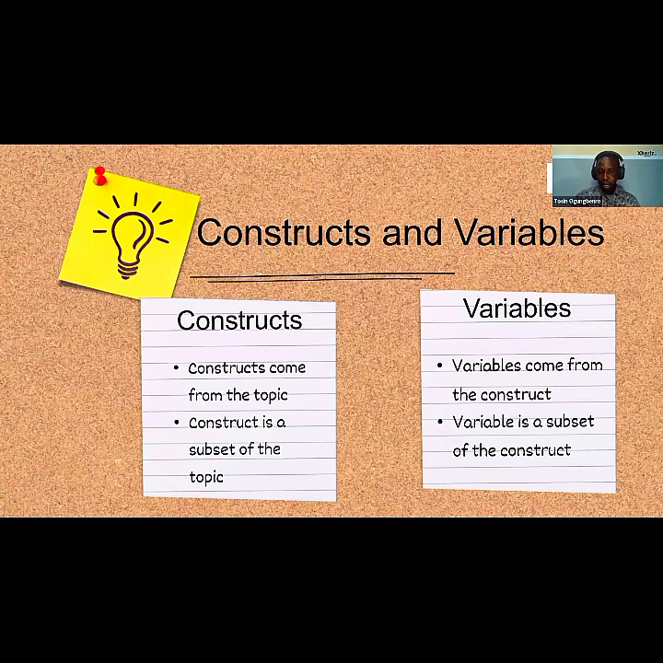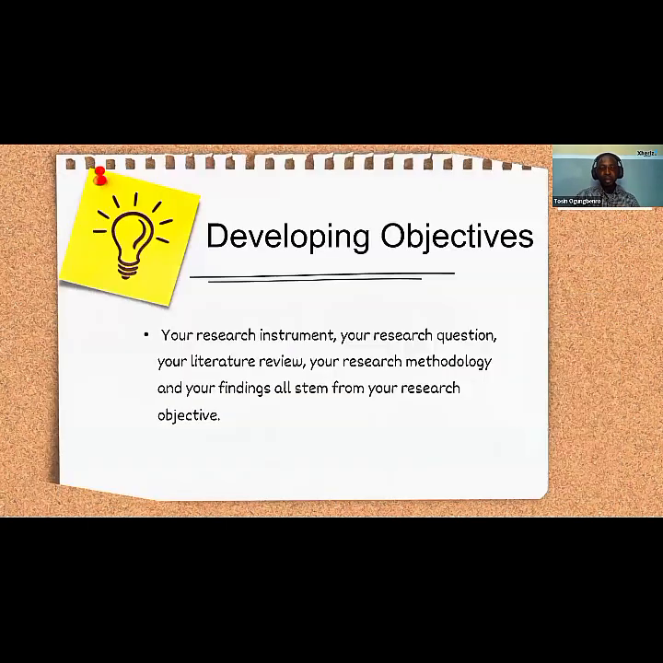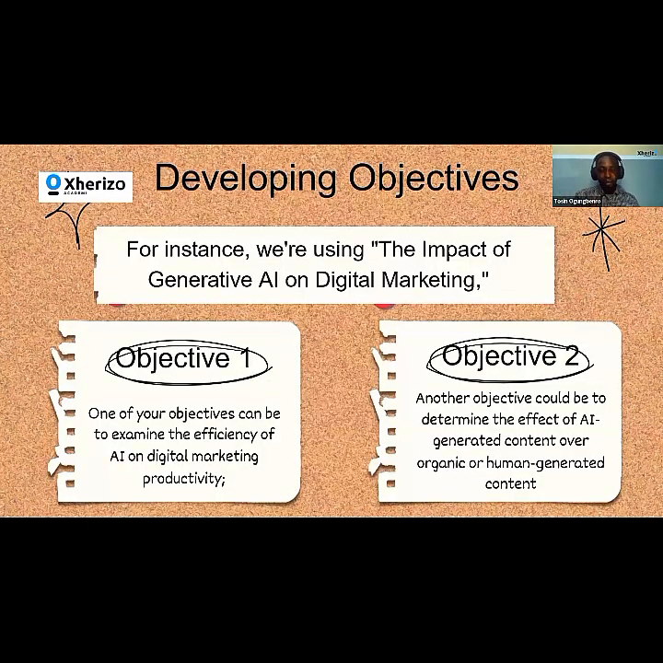So let me explain. For instance, I have to jump my slide, and I'll come back so that it can make sense to you. The topic we are using as an example is the impact of generative AI on digital marketing productivity. So just stay with me.